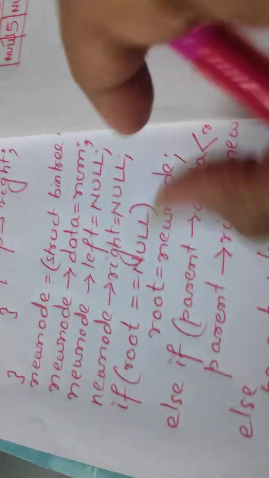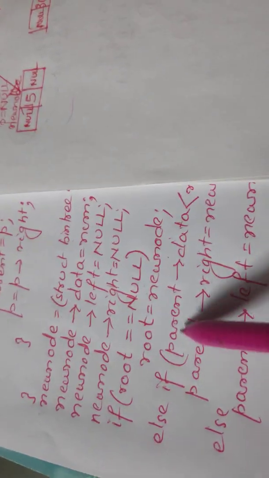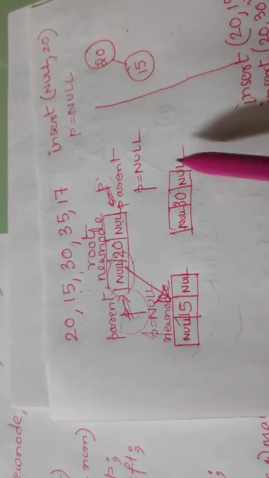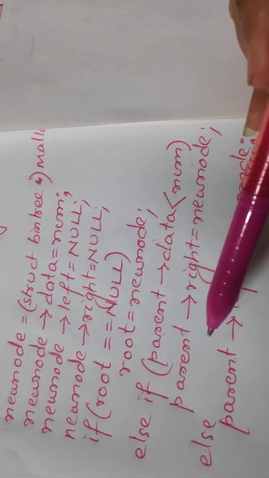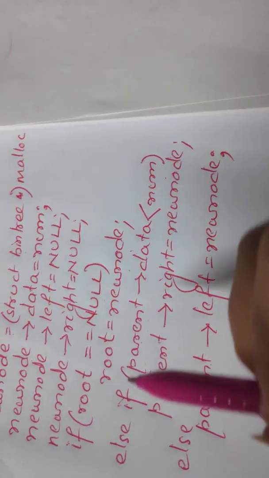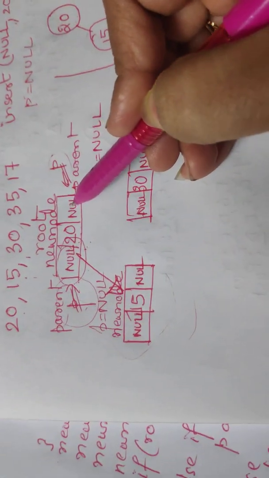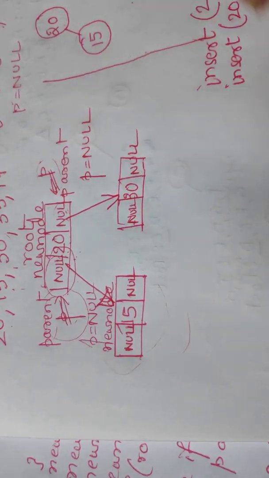Now we have to put 30 on the right hand side of 20. If root equals null is false, it will come to the else if condition. If parent data is less than num, which is the parent? 20 is the parent. Parent data is less than num, because parent data is 20 and it is less than num. So this else if condition is true. So what is happening inside this else if condition? Parent right is set to new node. So that means this parent right address will be pointing to the new node.